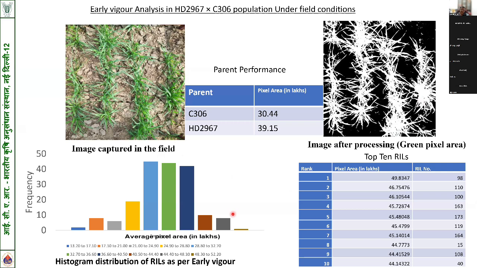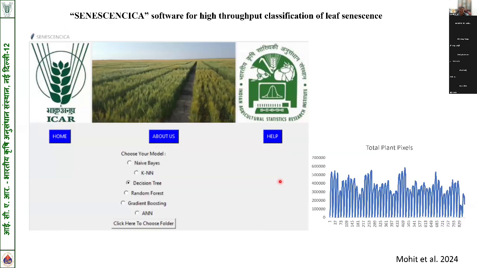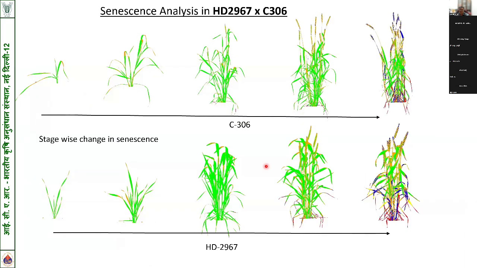So early vigor information can be obtained when we go to the field with the camera at the top. Then we also look at the rate of senescence, how fast my leaves are drying. That information can be obtained with the help of a module which we developed with the help of an ICAR institution. And then it gives very precise information. You see that in the early stage where the leaves were dry, and you could see in the last stage what the pattern is. These are the two accessions. One is C306, the best accession in terms of chapati quality, and HD2967 is a high yielding variety.